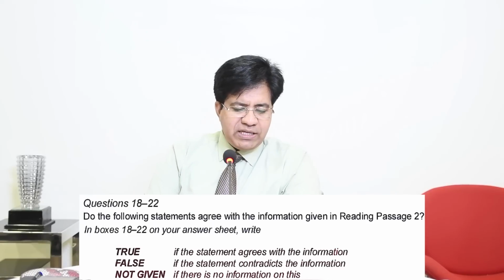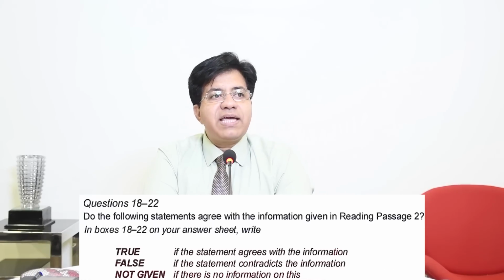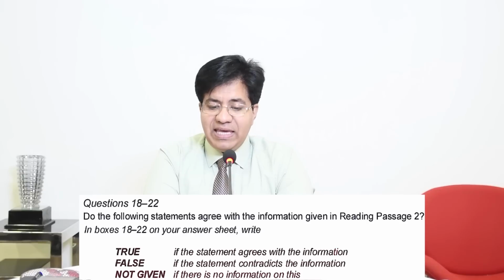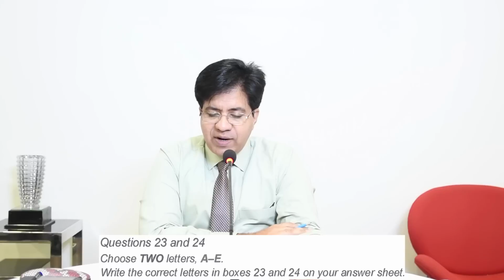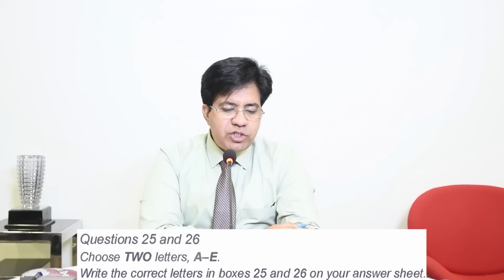Questions 18 to 22, that is true, false, not given once again, and this is type A. And then questions 23 and 24, multiple choice questions. 25 and 26 again, multiple choice questions. So the order should be, you should start from 18 to 22 first, then you should do 23 and 24, 25 and 26, and at the end you will come to 14 to 17.